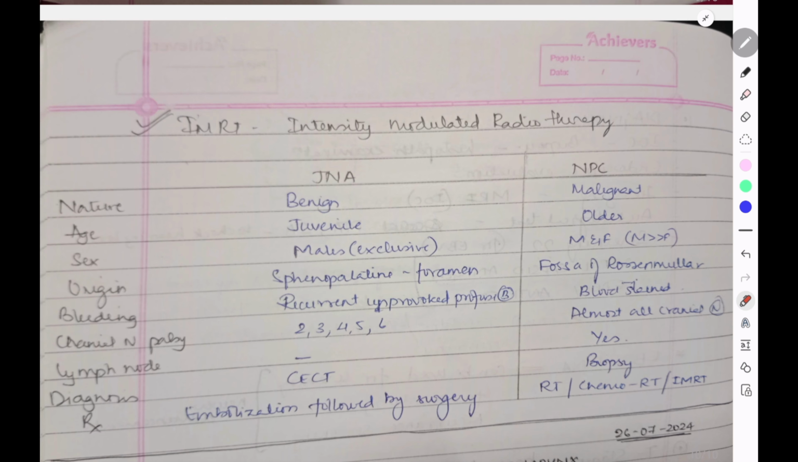Now let's quickly see the difference between JNA and NPC. JNA is benign, whereas NPC is malignant. JNA is seen in juveniles, whereas NPC in older age group. JNA is mainly in males, and that is because it is testosterone dependent. And NPC is also seen in males, 3 times more common in males than females. In JNA, the most common site is sphenopalatine foramen, but in NPC, that is nasopharyngeal carcinoma, the most common site is fossa of Rosenmuller. In JNA, the bleeding is recurrent, unprovoked, profuse bleeding. Very important, recurrent, unprovoked, profuse bleeding. But NPC only blood stained.